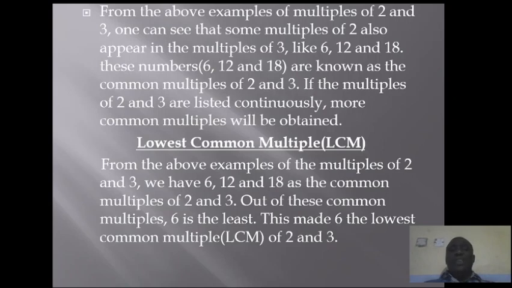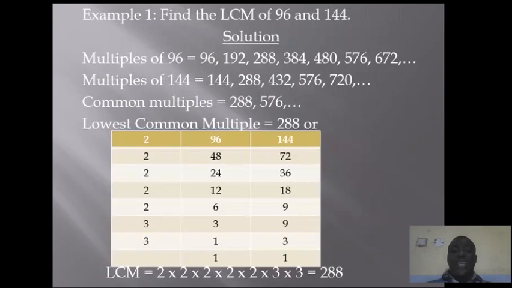What is lowest common multiple? Let us look at common multiples, and from there we can determine the lowest common multiple. We said 6, 12, 18, etc. are all common multiples of 2 and 3. But out of those listed, 6 is the least of all. So 6 becomes the lowest of all the common multiples, and it is called the lowest common multiple of 2 and 3.